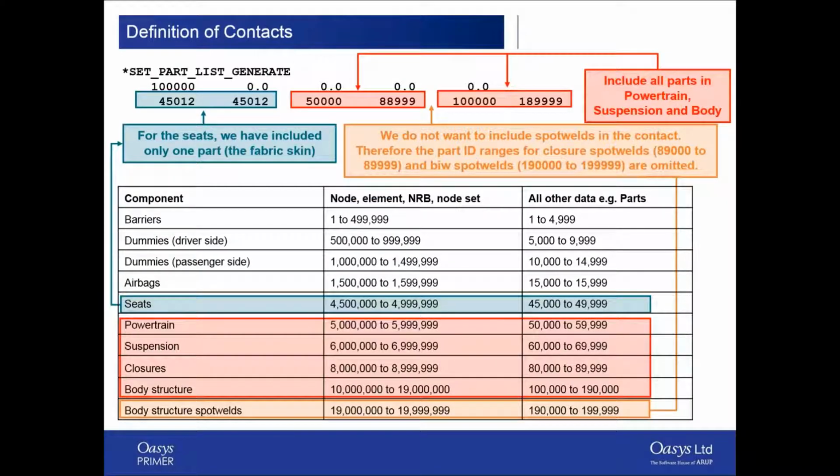So here's just an example of that. We've got a range here for the seats, a range here for parts in a powertrain, a range here for parts in the body structure. And these ranges can be set such that maybe the top part of your whole numbering range is where things that you want to exclude from the part set live. So you might want to include solid spot weld parts, things like that, in the upper part, and avoid having those in your contact that way.